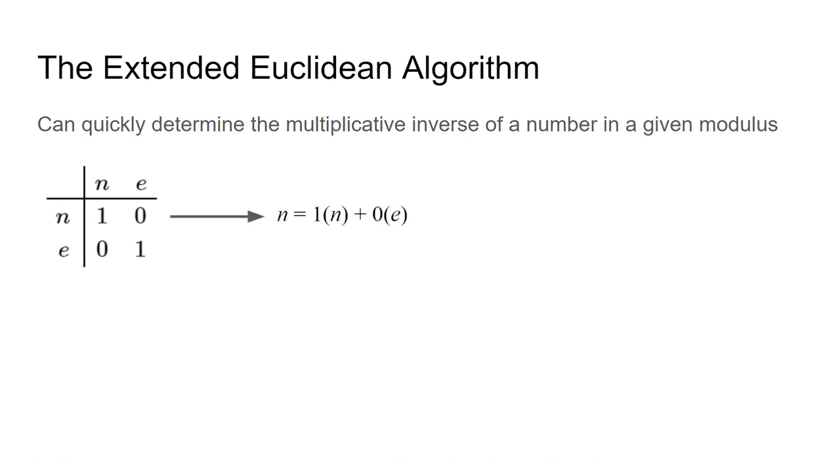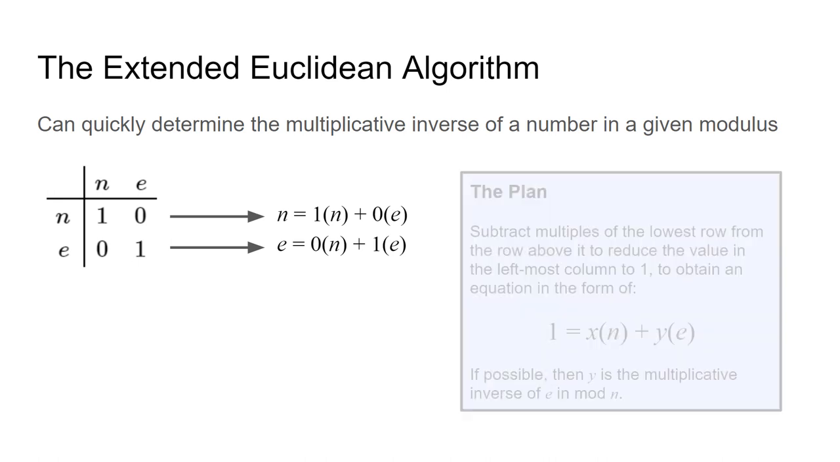That first row is basically saying that in order to compute the value of n, you're going to need 1 factor of n and 0 factors of e. And that second row is saying to compute the value of e, you'll need 0 factors of n and 1 factor of e, and then sum them up. And here's the plan.